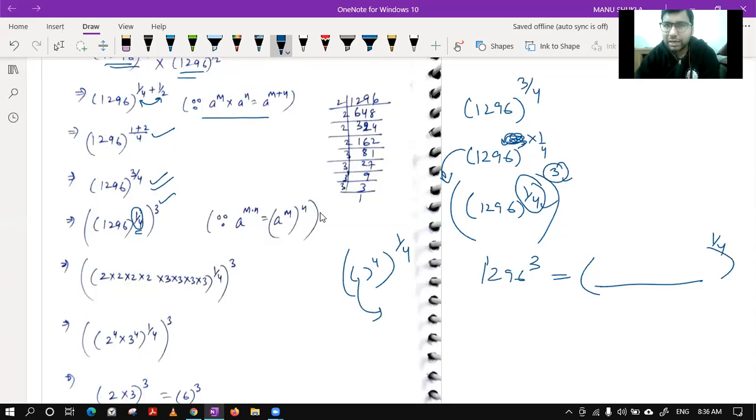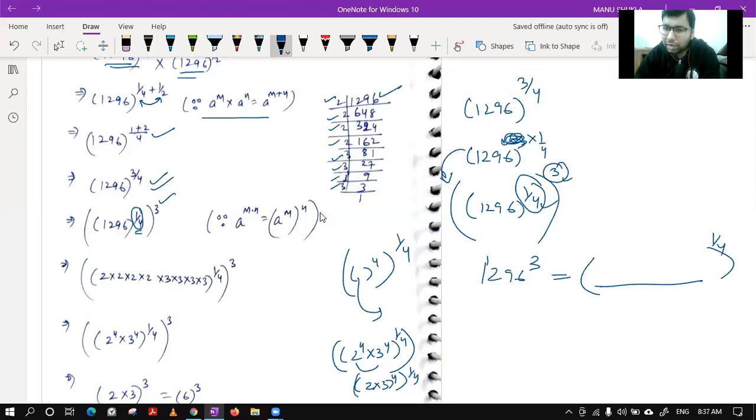Okay, so what I have done is I have written 1296 and I have prime factorized it. I got 2 four times and 3 four times. So that means we have got 2 power 4 into 3 power 4. Outside we have power 1/4. This is fine. Yes, sir. Okay, now we know if the power is the same, we can multiply the bases. It becomes 2 into 3 whole power 4, whole power 1/4. Is this clear to you?